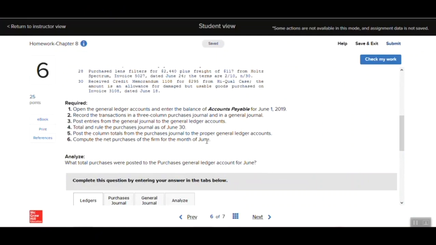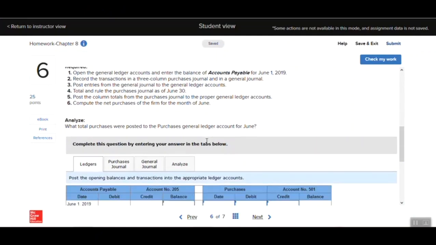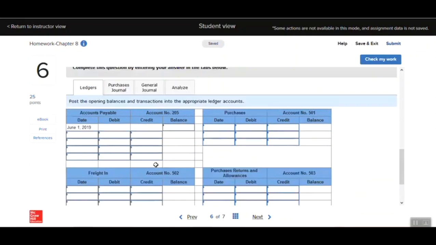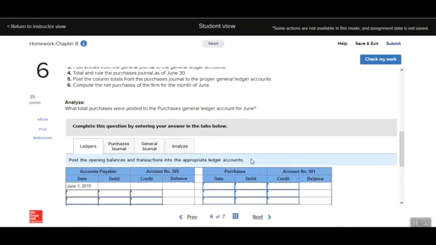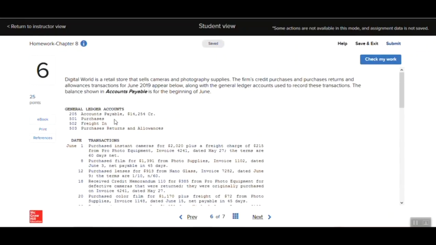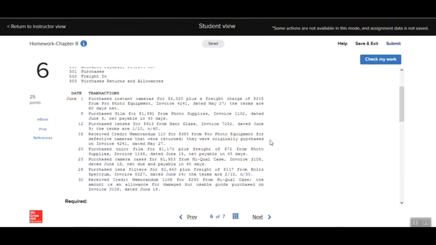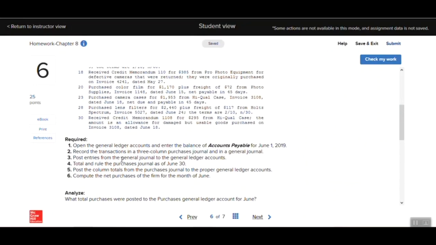So we're going to look at the purchases journal for this problem. We've got several tabs. We've got a ledger with just 4 accounts in it. The only account that had a beginning balance was the accounts payable, and that's given up here at the top, so $14,254. We're going to put that in there. And that takes care of requirement 1.